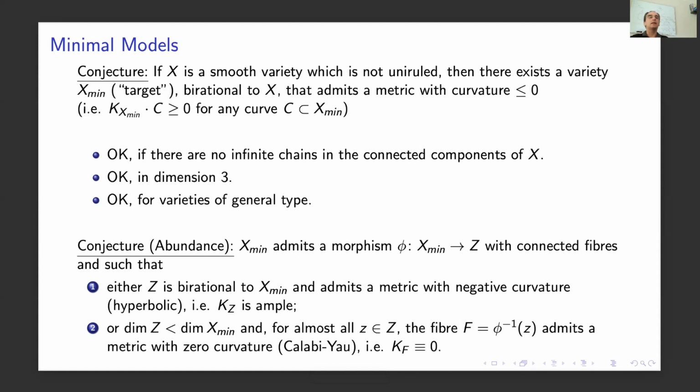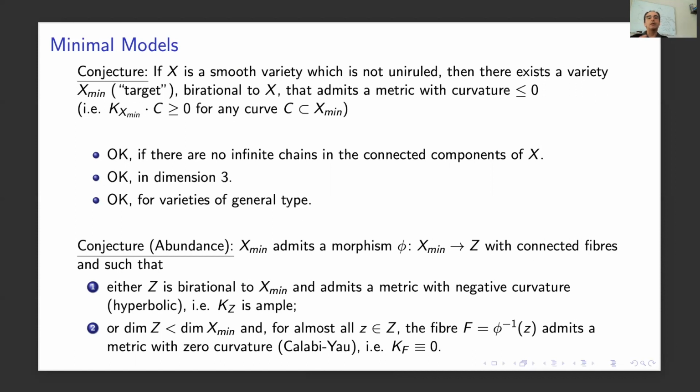admits a metric with negative curvature. So in other words, we can think of Z to be hyperbolic, and actually we can even make it constant negative curvature. So in other words, we're saying the case where K_Z is ample. Or, like in the case of Mori fiber spaces, the dimension of Z is strictly less than the dimension of X, or the minimal models. And for almost all Z, whatever this means, the fibers admit a metric with zero curvature.